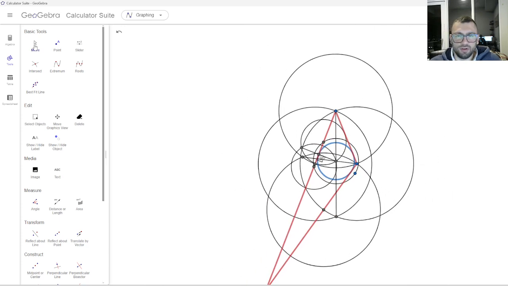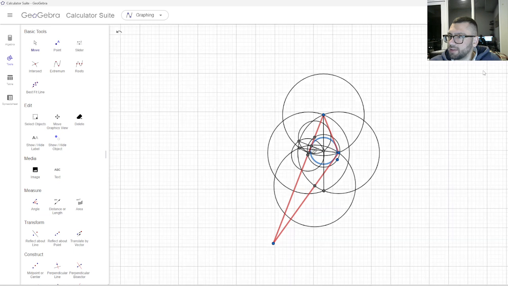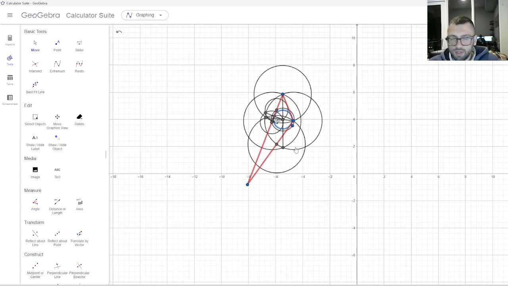I'm going to give you some other practice ones to work on like this. I'm going to put on my grid lines like this. I'll show axes, snap to grid. There we go. And I'm going to delete all of this.